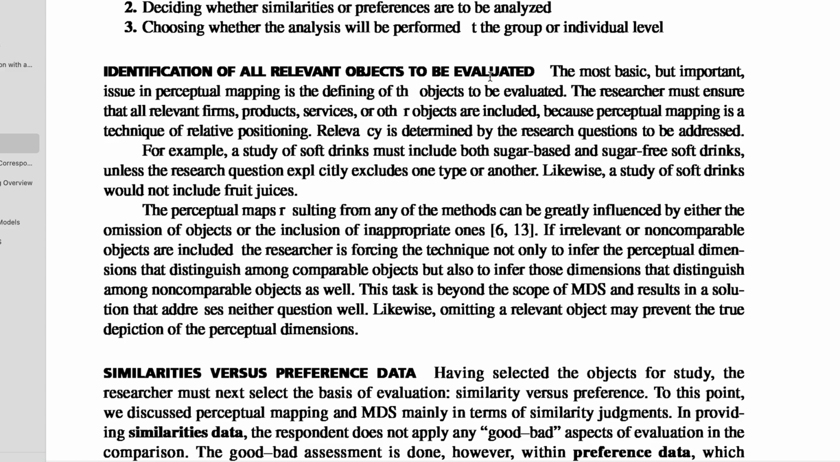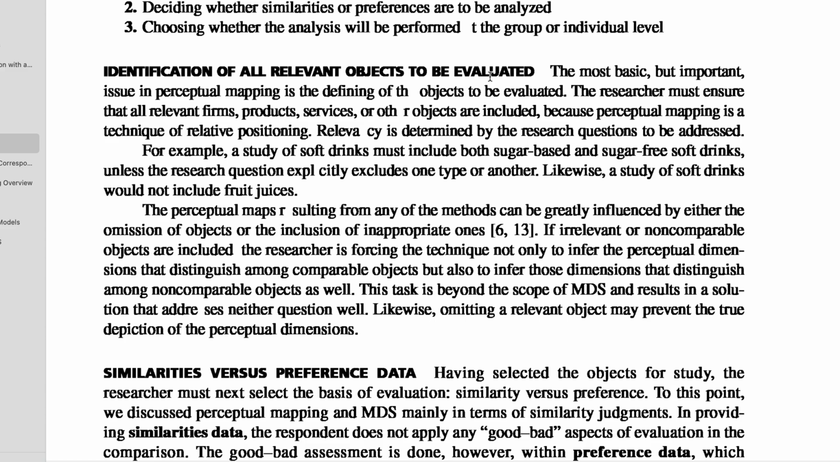Identification of all relevant objects to be evaluated. The most basic but important issue in perceptual mapping is defining the objects to be evaluated. The researcher must ensure that all relevant forms, products, services, or objects are included, because perceptual mapping is a technique of relative positioning. Relevancy is determined by the researcher's questions to be addressed. For example, a study of soft drinks must include both sugar-based and sugar-free soft drinks, unless the researcher's questions explicitly exclude one type or another.